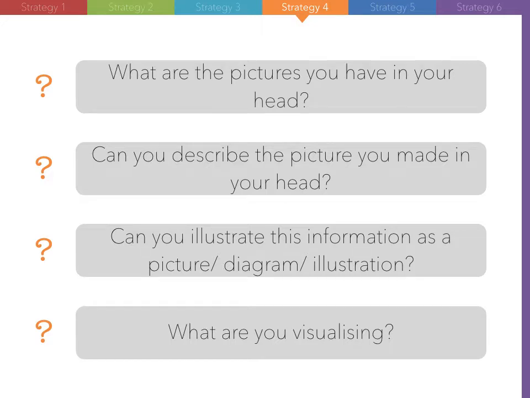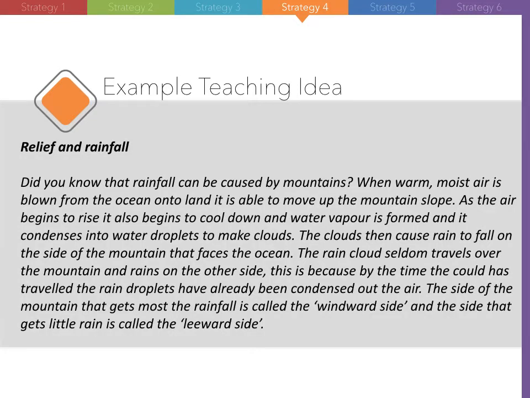Now let's look at a teaching example together. The text in front of you is titled Relief and Rainfall. Did you know that rainfall can be caused by mountains? When warm, moist air is blown from the ocean onto the land, it is able to move up the mountain slope. As the air begins to rise, it also begins to cool down, and water vapor is formed and then condenses into water droplets to make clouds. The clouds then cause rain to fall on the side of the mountain that faces the ocean.